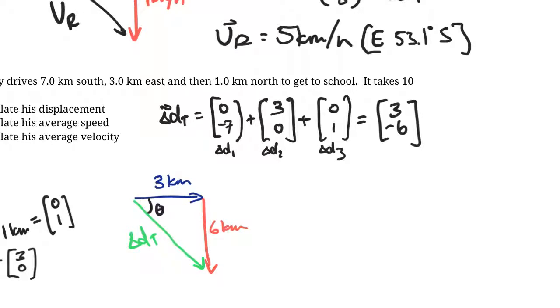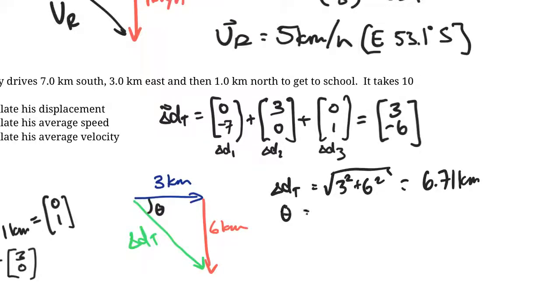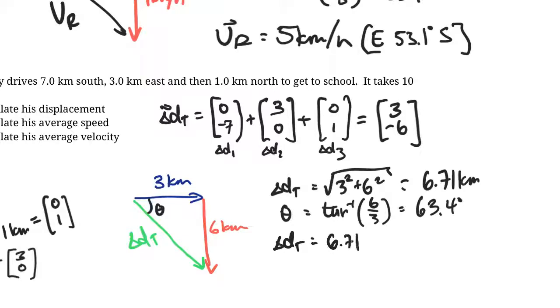We did it in the previous lesson, right? So the length of delta dt is the square root of 3 squared plus 6 squared, just using the Pythagorean theorem, which is 6.7. Let's round to 2 decimal places, we can round at the end. 6.71 kilometers. And our theta is tan inverse of 6 over 3, opposite over adjacent. So tan inverse of 2, which is 63.4 degrees. There we go. So our delta dt is equal to 6.71 kilometers.